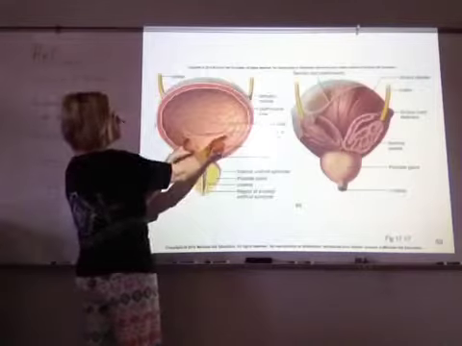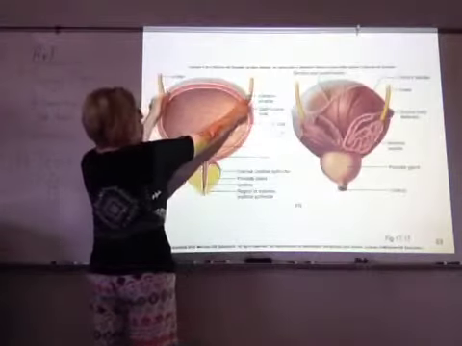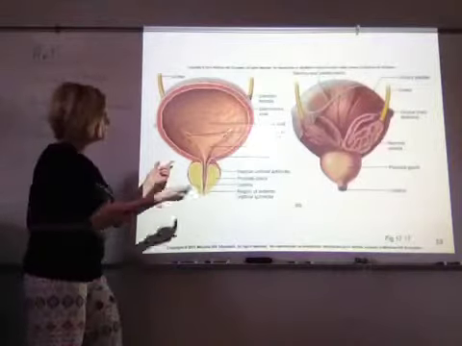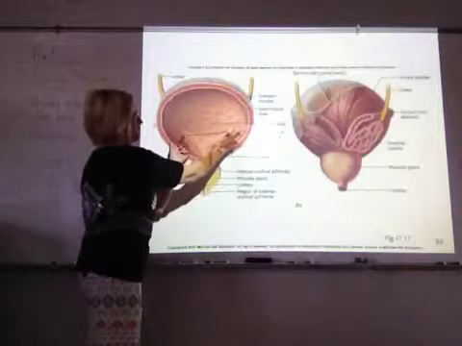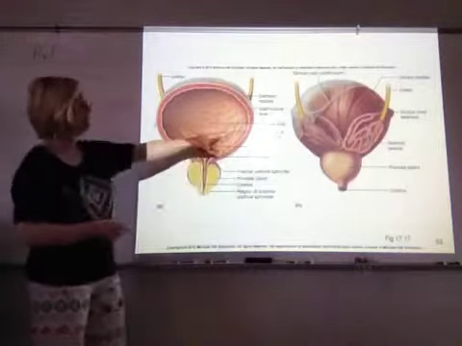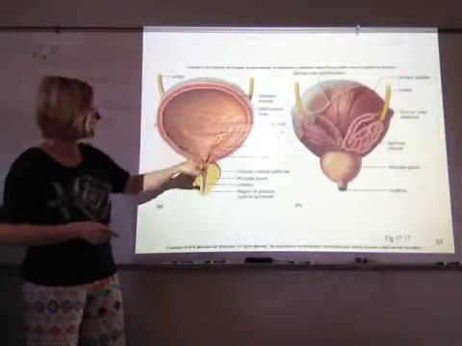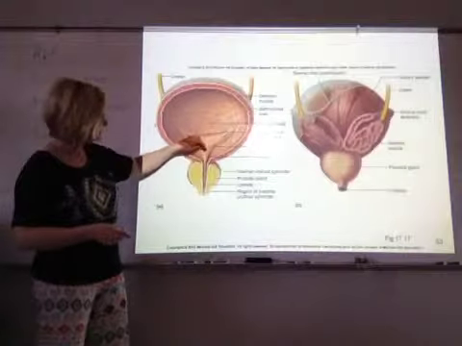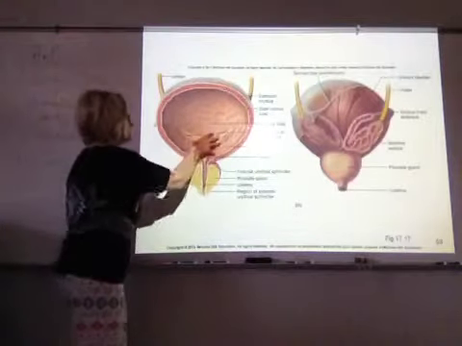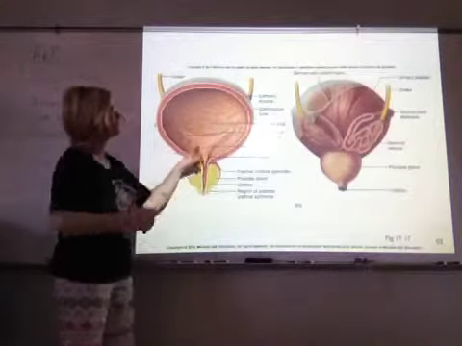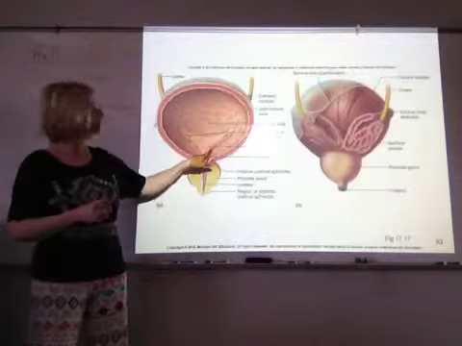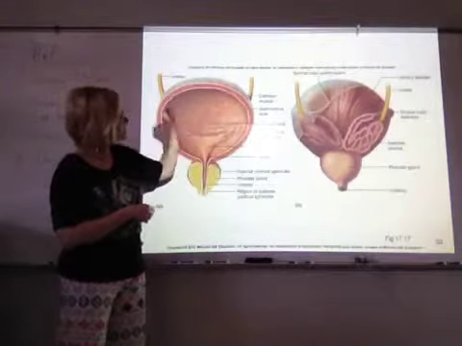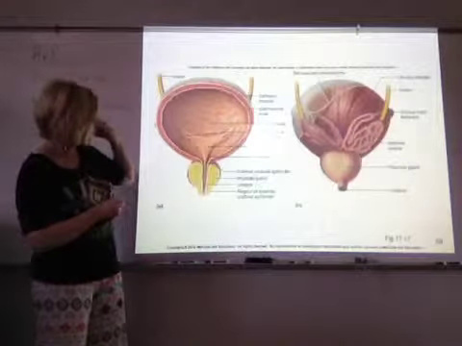So the openings of the ureters come in, so it looks like they come in at the top, but they actually come in behind, and they empty at the base of the bladder. And then your urethra is going to come out from down here. So this triangle area is called the trigone. Mucus coat on the inside, submucous coat, anything else?